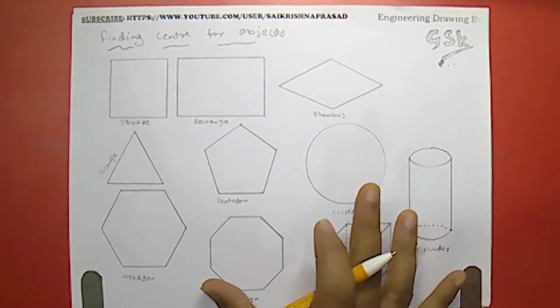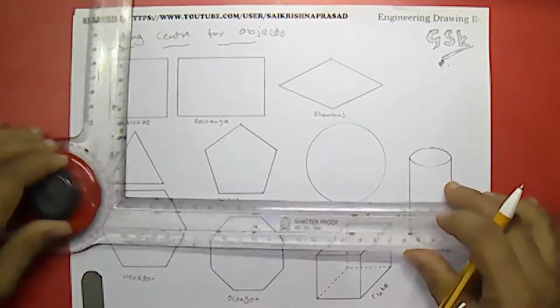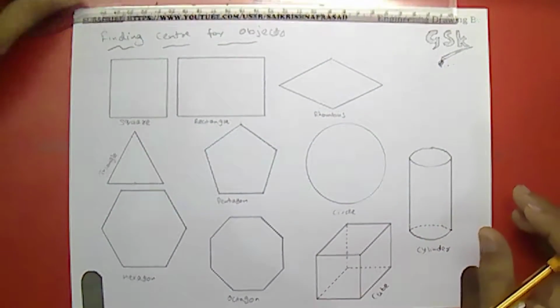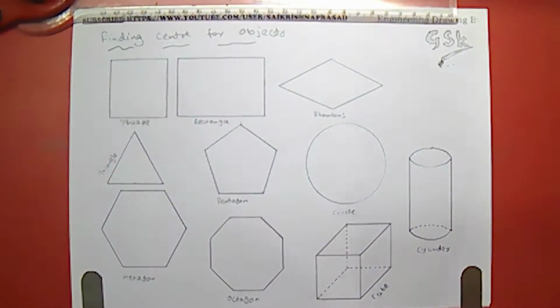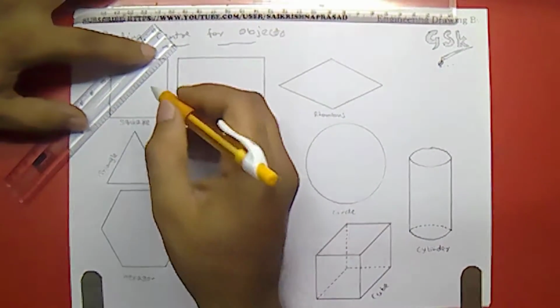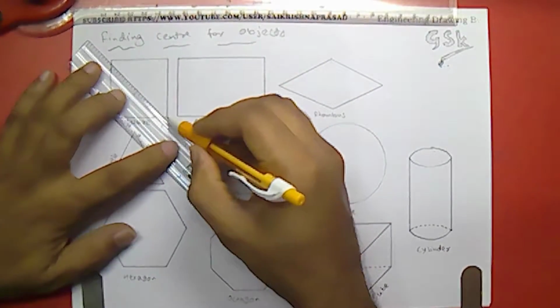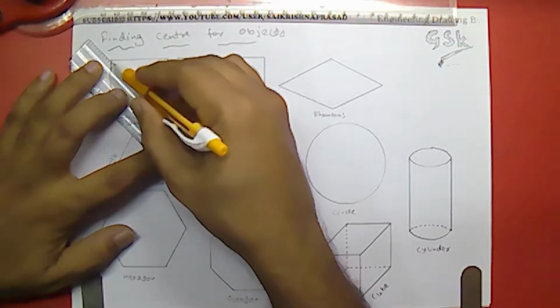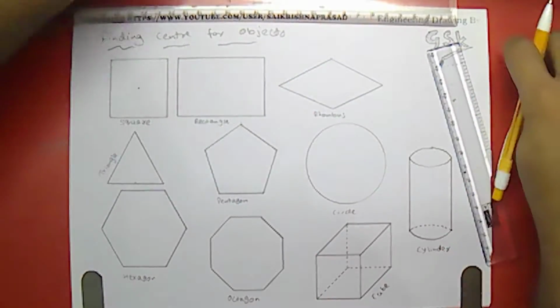Already I have drawn some objects over here. For these objects we are going to find the center by using a drafter and other instruments. Finding the center for a square, rectangle and rhombus would be very easy because they have corners, and we can draw the diagonals directly for that object. Diagonal, and this would be the exact center of the object.